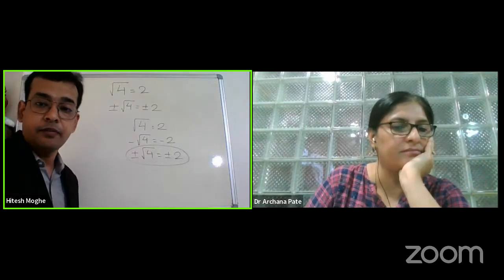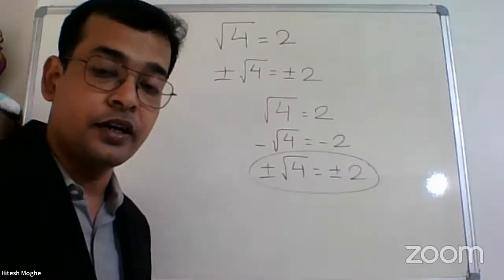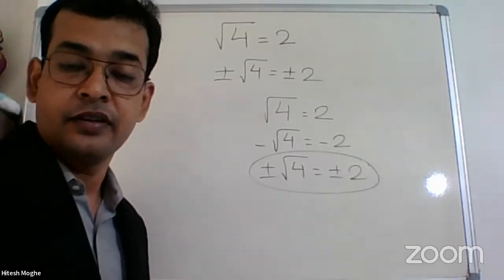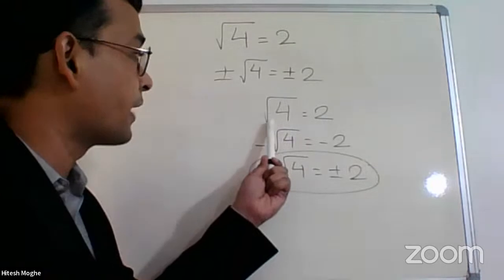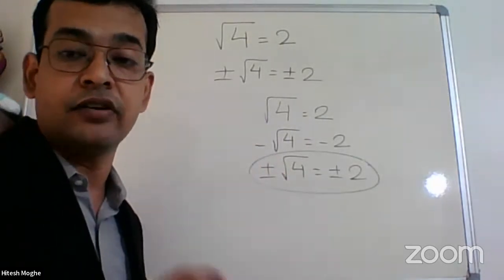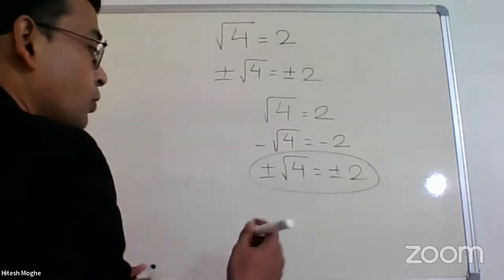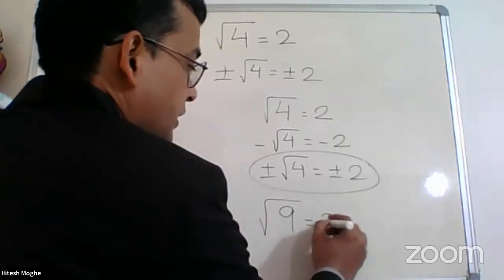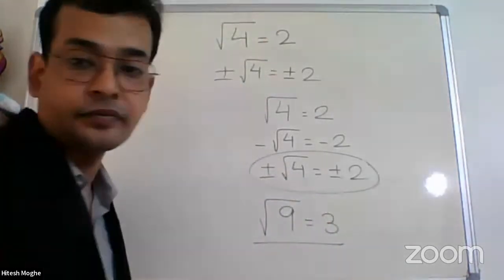ये बहुत minute सा point है, but competitive exams will utilize this point to create a new question. They utilize this concept that the square root sign, this radical sign, is always a positive sign. It never gives you a negative result. Square root of 9 should not be explained as plus minus 3. It is only plus 3.